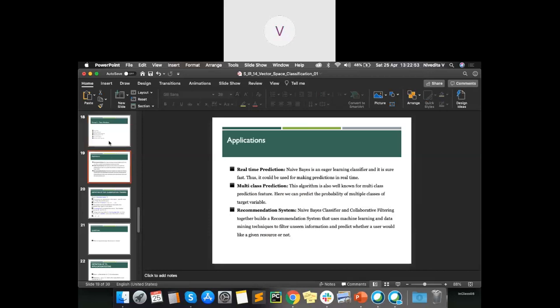So let's look at slide 18. We talk about the application side. For classification, we can use a lot of applications. First of all is real-time prediction. Naive Bayes is an eager learning classifier, and it's fast. The second one is multi-class prediction. This algorithm is also well known for its multi-class prediction feature. The third application is recommendation systems. I think this is really hot recently and uses the naive Bayes classifier. Okay, let's look at the next slide.